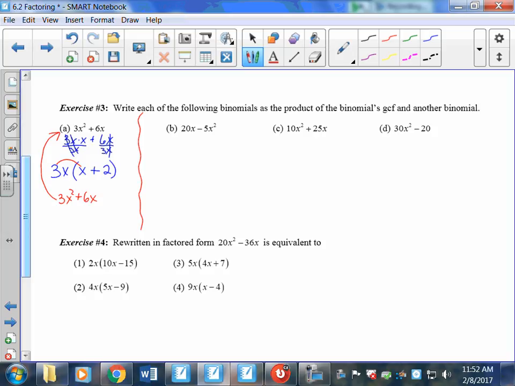Okay, so on this one, I'm hoping you're seeing that the number that I can take out is a 5, because 20 and 5 have 5 in common, and I can take out an x. So if I divide each one of these by 5x, I get parentheses, I get 4, the x's cancel, minus, here the 5's cancel, and one of the x's cancel, I'm left with 4 minus x.